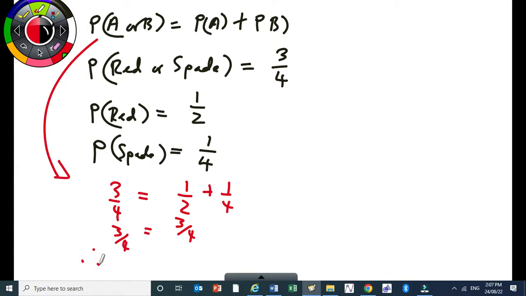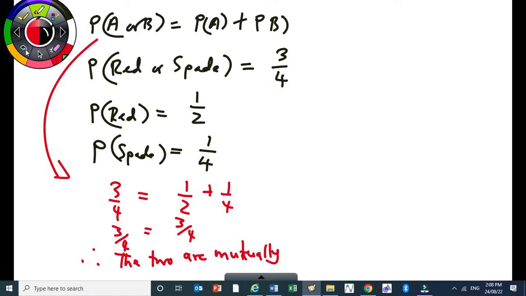Therefore, the two events are mutually exclusive. Okay. So the working out is the reason. Yes, the working out is your motivation. Then you need to write a conclusion. Your conclusion must be based on the working out.